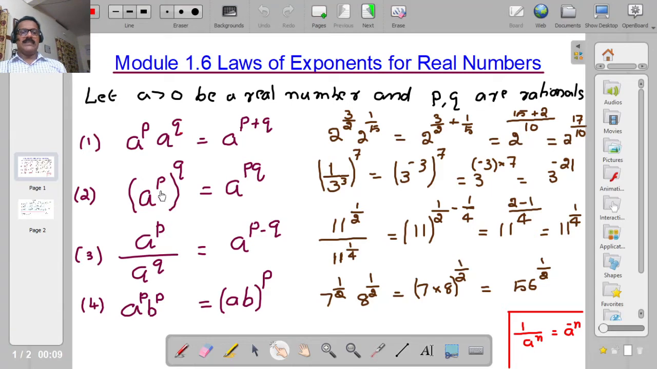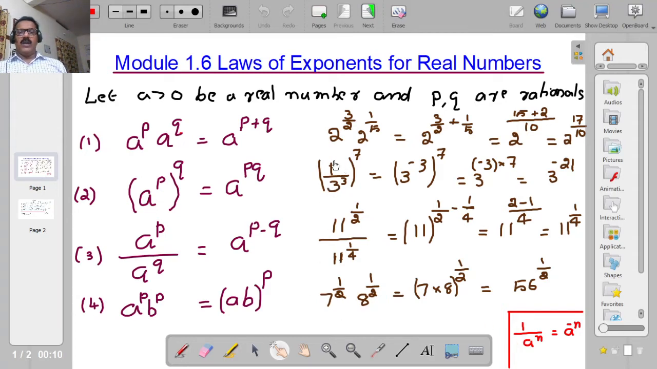Next is a raised to p, the whole raised to q, is equal to a raised to pq. And we have to remember this result also. 1 upon a raised to n is defined as a raised to minus n, or a raised to minus n is equal to 1 by a raised to n. So a raised to minus n is a notation for 1 by a raised to n.